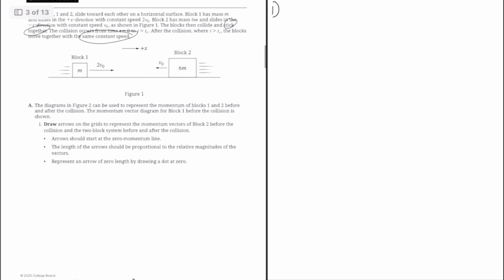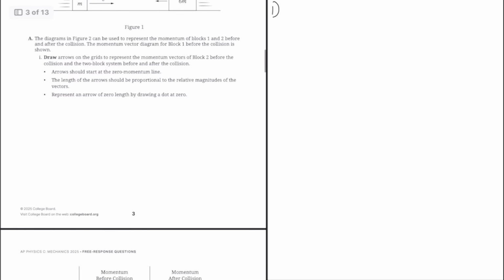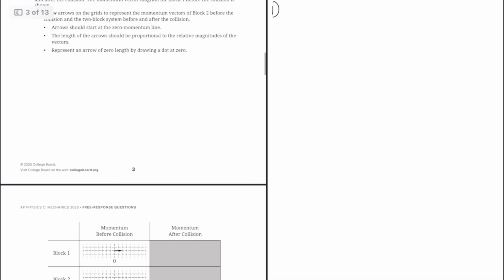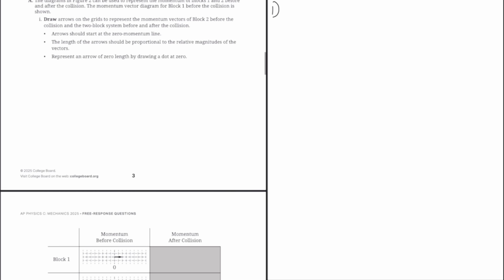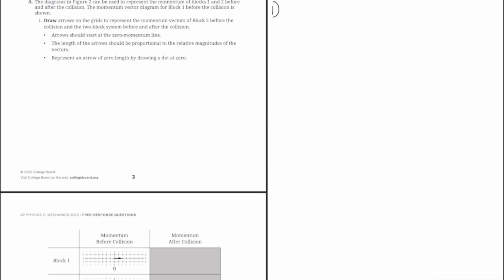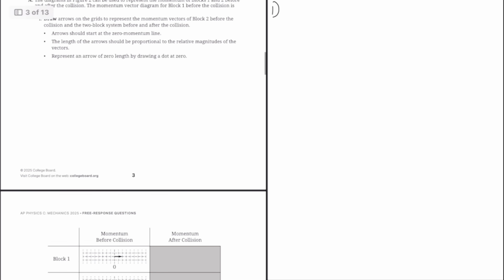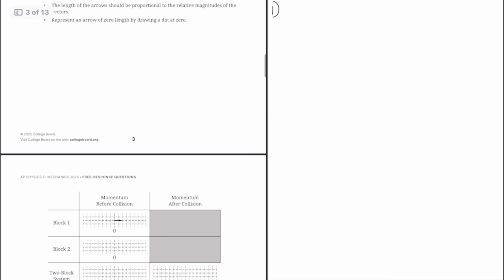So the diagrams in figure 2 can be used to represent the momentum of blocks 1 and 2 before and after the collision. The momentum vector diagram for block 1 before the collision is shown. Draw arrows on the grids to represent the momentum vectors of block 2 before and after the collision, and of the two-block system before and after the collision. Arrows should start at the zero momentum line, and the length of arrows should be proportional to the relative magnitudes of the vectors. So represent an arrow of 0 by drawing a dot at 0.